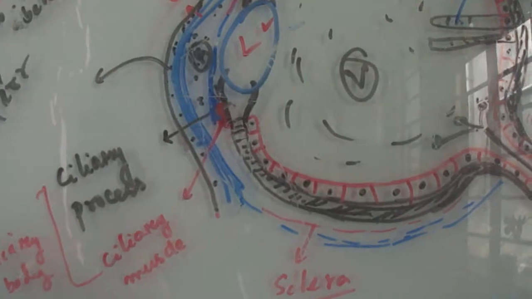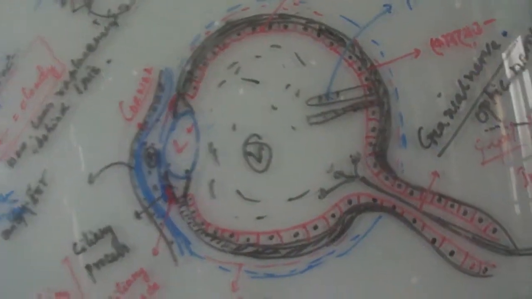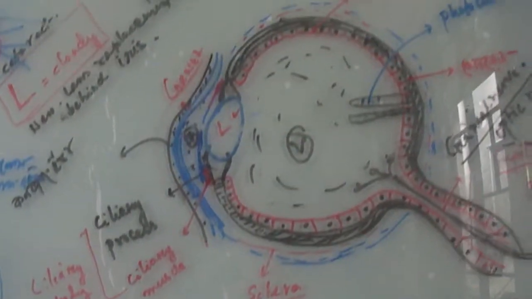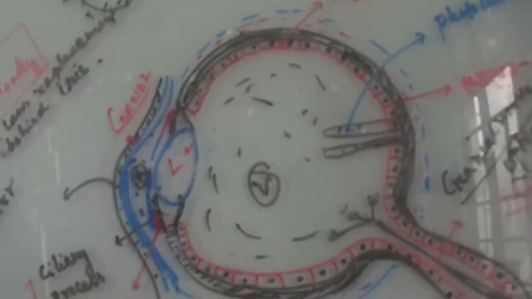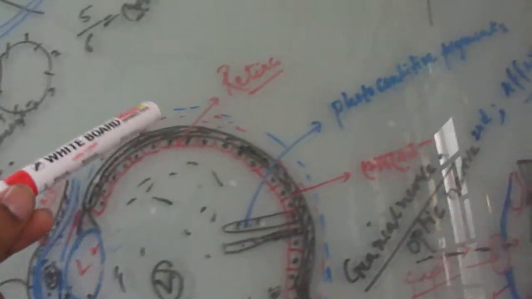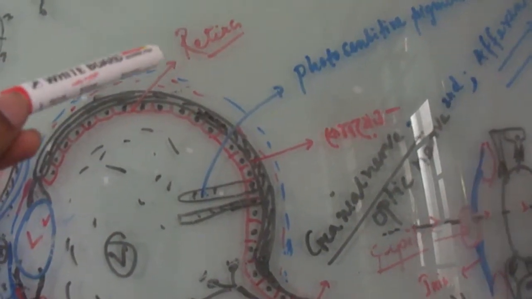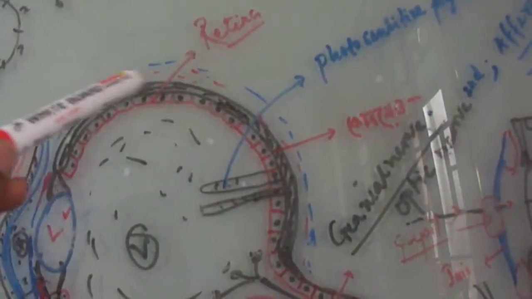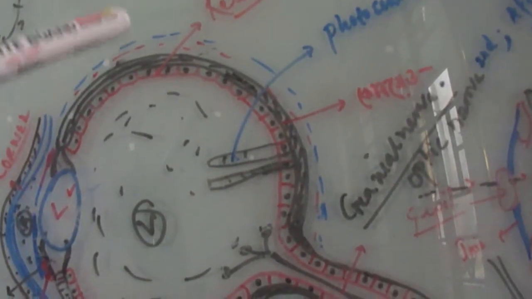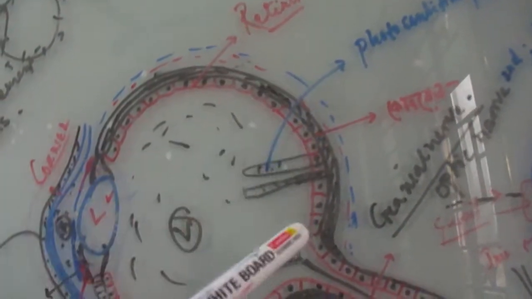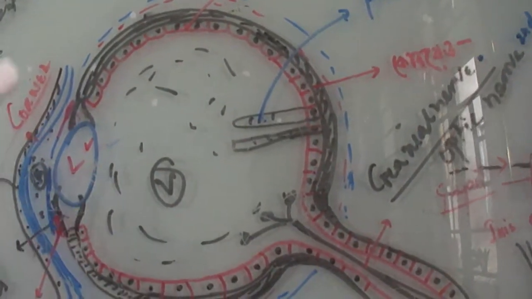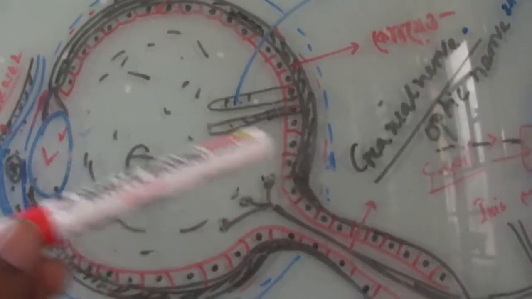So once again I want to review the thing. I have only discussed the anatomy of this eye. So particularly, what are the layers from outside to inside, or inside to outside, whichever is convenient to you. That red sclera I have shown outside, then the black one, that is choroid, and then retina, these are the three protective layers.